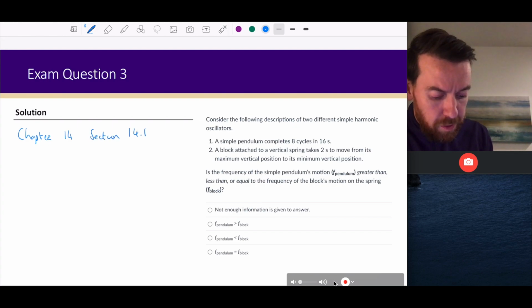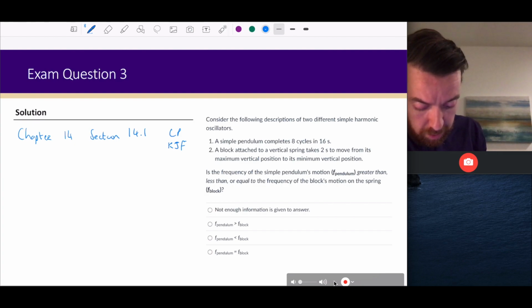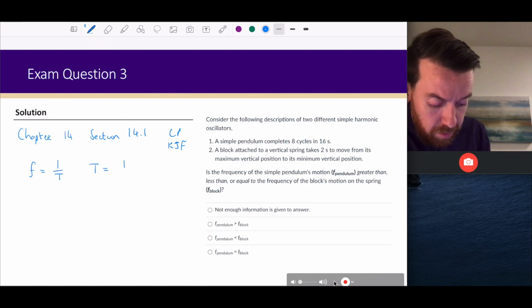This is from College Physics, Knight Jones Field. So Knight Jones Field, let's put that there. And we're looking at the concepts of frequency and period. So we're looking at the concept that the frequency is the inverse of the period, or therefore the period is the inverse of the frequency.